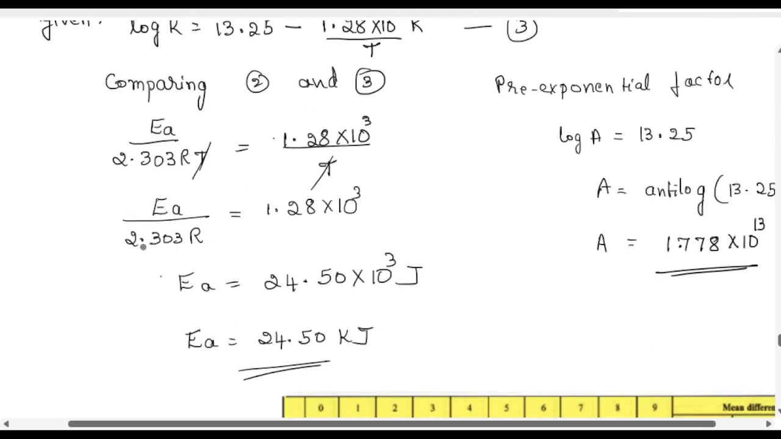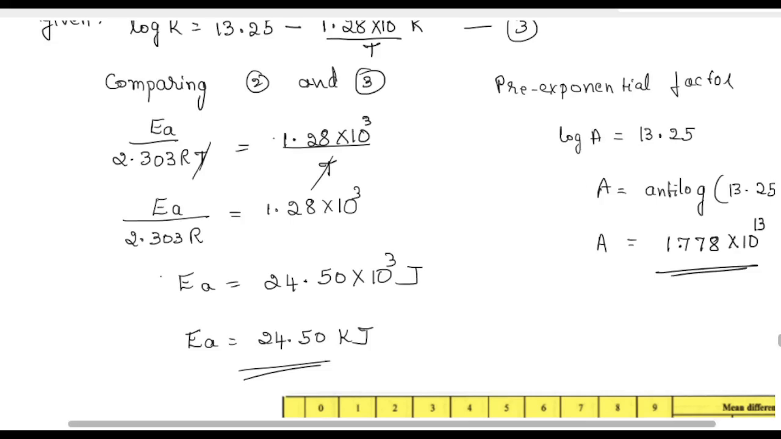So EA divided by 2.303 R equal to 1.28 into 10 to the power of 3, or your activation energy EA equal to 24.50 into 10 to the power of 3 joule, or EA equal to 24.50 kilojoule. So we got the activation energy. Now we'll find the pre-exponential factor, that is A. We need to find A.